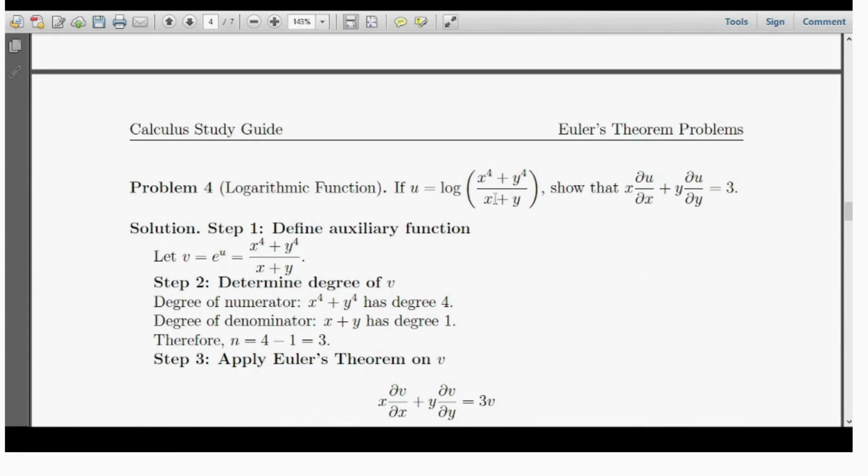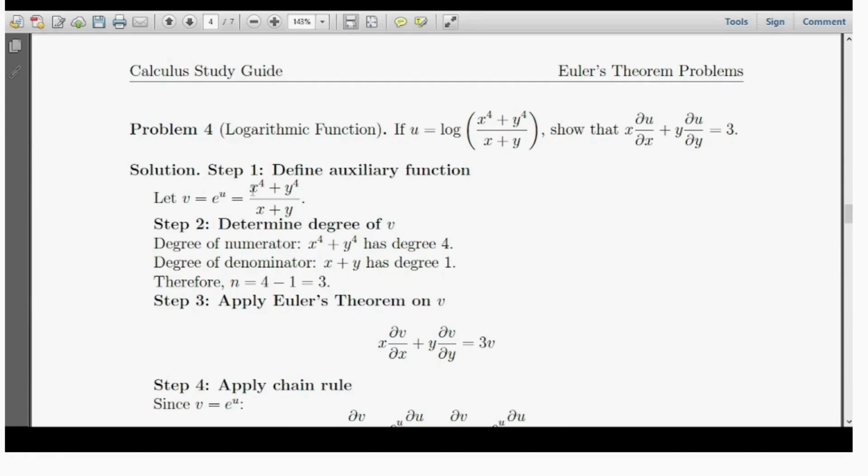Logarithmic function, if u equal to log of (x power 4 plus y power 4) by (x plus y). And remember that, this is composite function, right? We must convert the composite function, and that means this is non-homogeneous. U itself is non-homogeneous, but it will be converted to homogeneous function by converting to auxiliary function. So we already know the definition, log of something equal to t, that means that something equal to e power t. So we define the auxiliary function by applying exponentials on both sides. So e power u equal to (x power 4 plus y power 4) by (x plus y). So this equal to v.